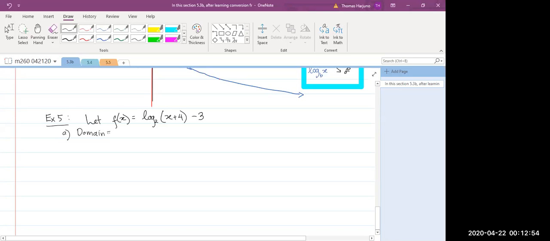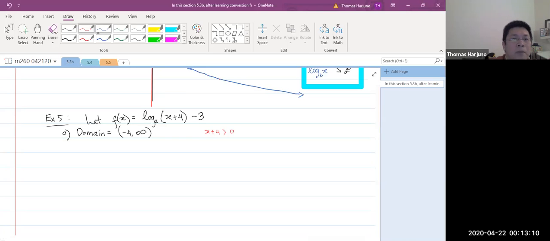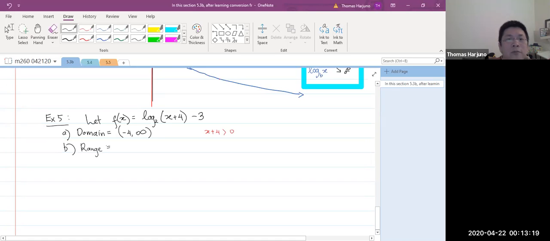Are you asking? How about the domain? -4 to infinity. Now, if you wonder why, that's because x plus 4 has to be strictly greater than 0. Right? Okay, and then how about the range? -3 to infinity. You sure? Yes.